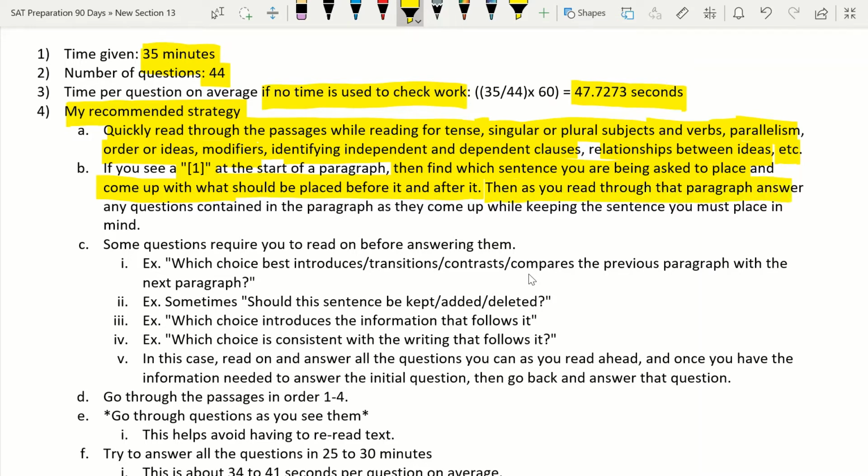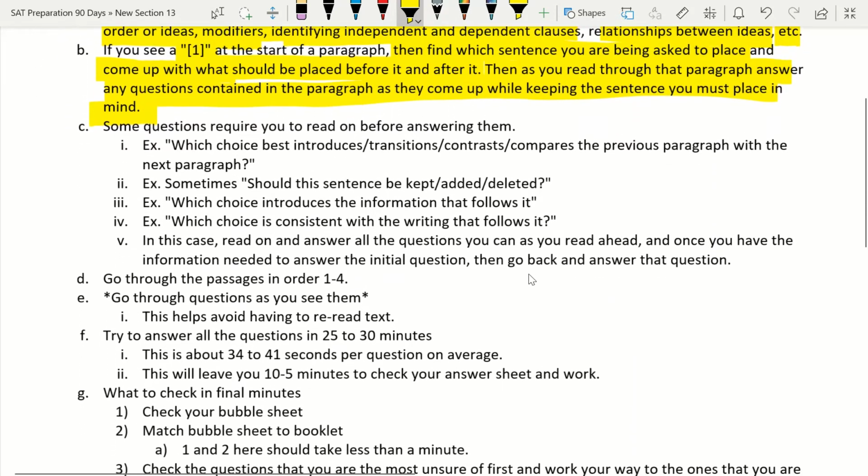So as you read through that paragraph, answer any questions contained in the paragraph as they come up while keeping the sentence that you must place in mind. So that's how you're going to approach that type of question. I wanted to put that there as well.